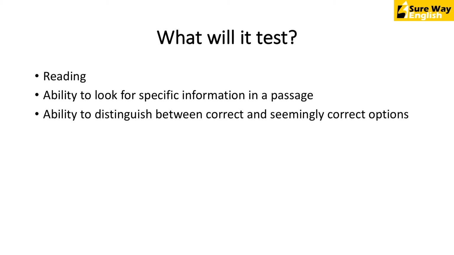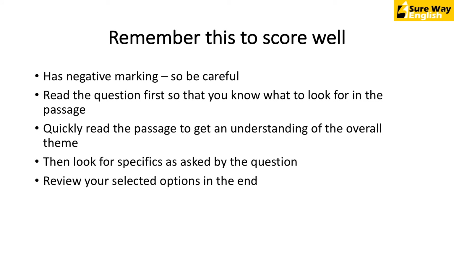So it's your ability to distinguish between options like that, and your ability to look for specific information in a passage. For example, the example that I just gave: your ability to just look for that particular piece where they talk about the population and where it lives in the whole passage. So as I said, it has negative marking, so be careful.